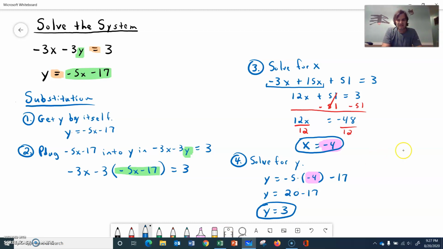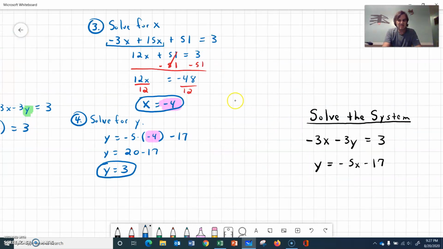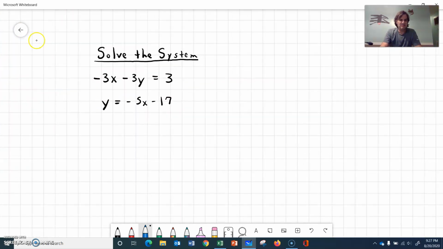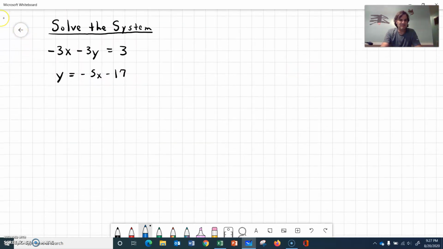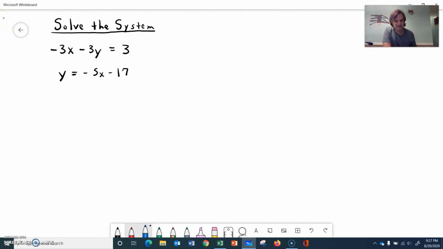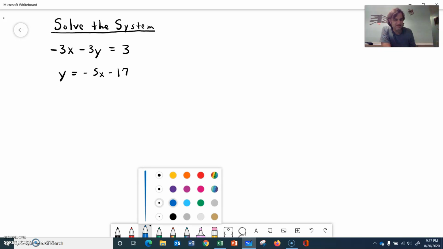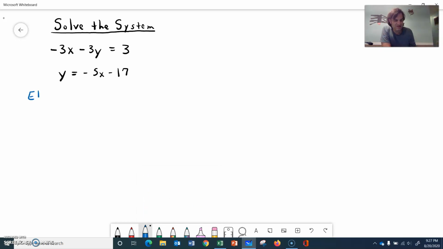Now, if you want to see it with elimination, that's what we're going to do. We're going to try it the second way, and we're going to attempt elimination. We've got the same equations, and we're going to try elimination.